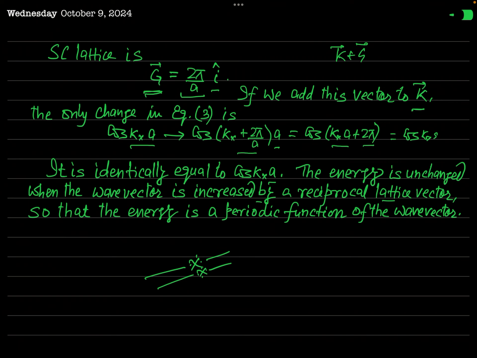If you increase the wave vector by a reciprocal lattice vector, there will be no change in energy, and so the energy is a periodic function of the wave vector. Okay. So this is all about the periodic zone scheme. So I think you have understood the two schemes of construction of these Fermi surfaces.